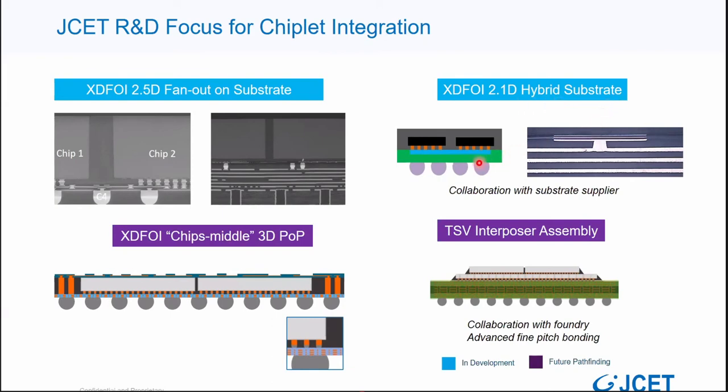We are also working with a substrate supplier on this XD fan-out 2.5D hybrid substrate. Basically, we will build the RDL layer with less than 4 micron line space, and we deliver this RDL layer to the substrate supplier. The substrate supplier will build the additional layers on top of it, for the FCBGA application. Then for the silicon interposer assembly case, we still mainly collaborate with the foundry in advanced fine pitch bonding. This involves either interposer on substrate first, or die to wafer first and then on substrate.